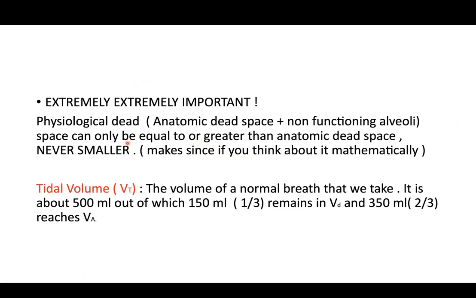And if you think about this mathematically, you're going to say, of course, that makes a lot of sense, but you won't believe that a lot of people actually get this wrong. So the physiological dead space is anatomical dead space plus non-functioning alveoli. So how can it ever be smaller than anatomical dead space? Like you have this, and then you have this plus this. Even if this is 0, these two are going to be equal. But usually this is not 0. So physiological dead space is more than anatomical dead space because you're adding something, right? It's never smaller.